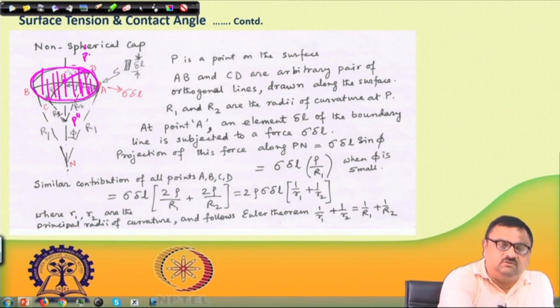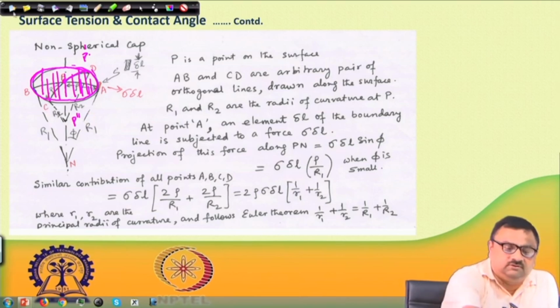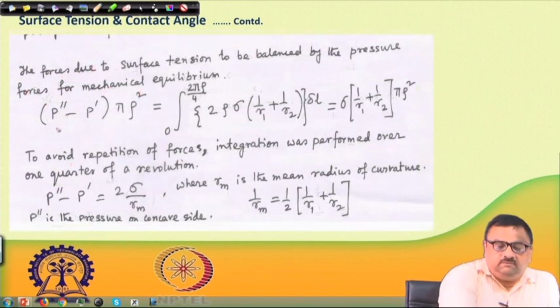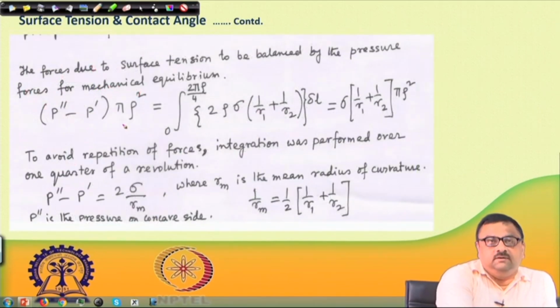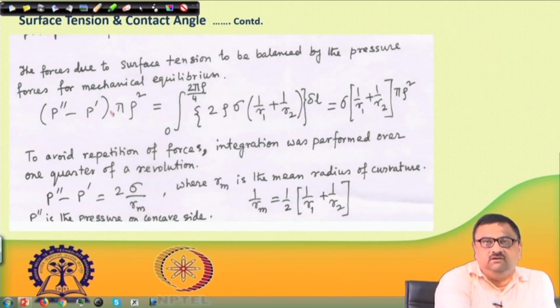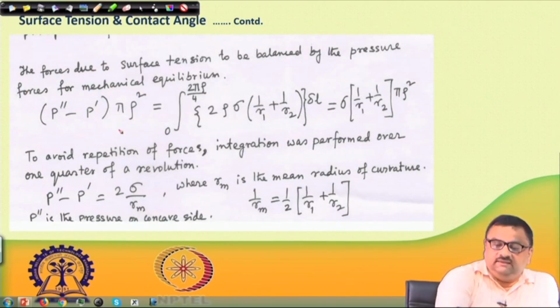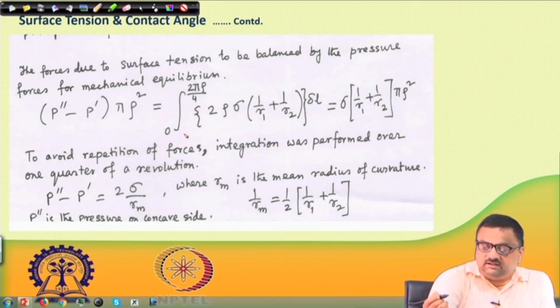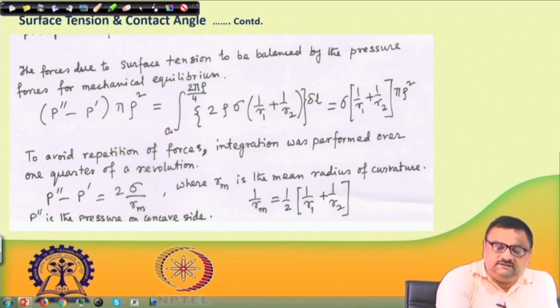So, what is the net force on this? Net force is (P double prime minus P prime) into pi rho square, the pressure difference multiplied by the area over which this difference is acting. That is equal to, what they are doing is, here we are looking at 0 to 2 pi rho by 4.